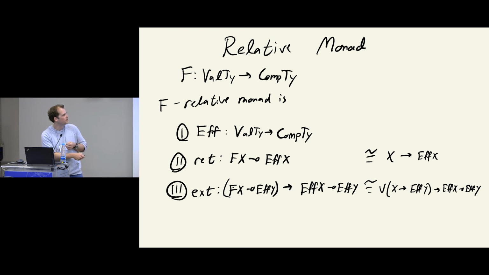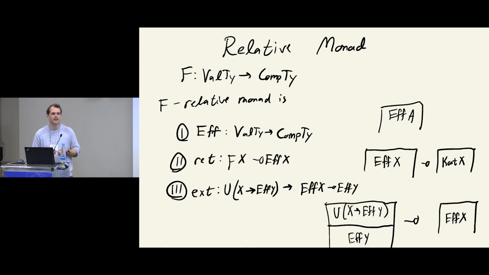This says that return should take an X and be a computation that behaves as an EFF X. And then extend says, given a function from X to EFF Y and an EFF X, we produce an EFF Y, and the important thing is that this function is linear in the EFF X. Now there's actually a very intuitive interpretation of these ideas, and of the linearity, in terms of stacks.